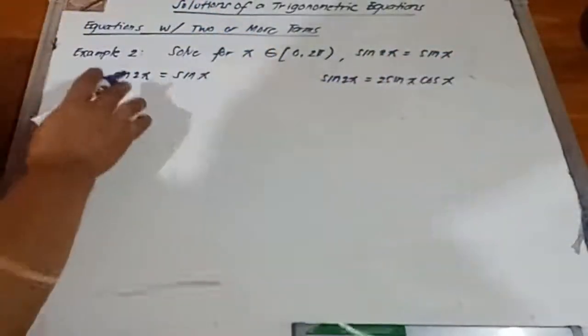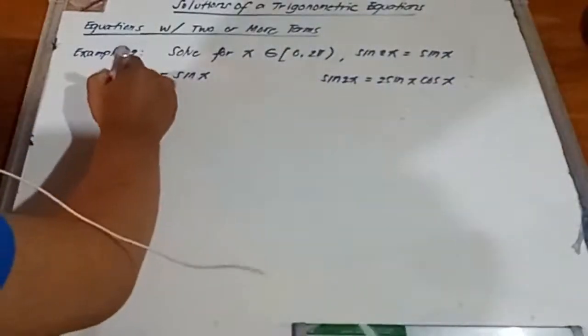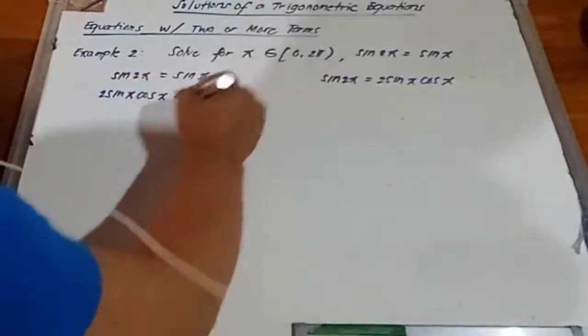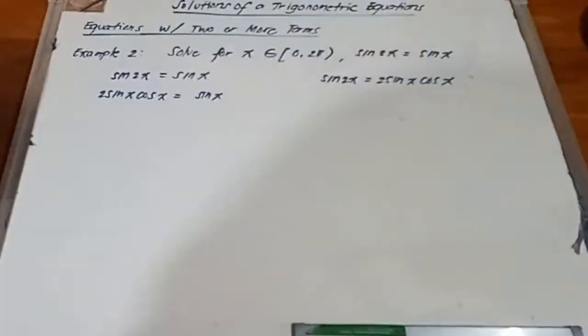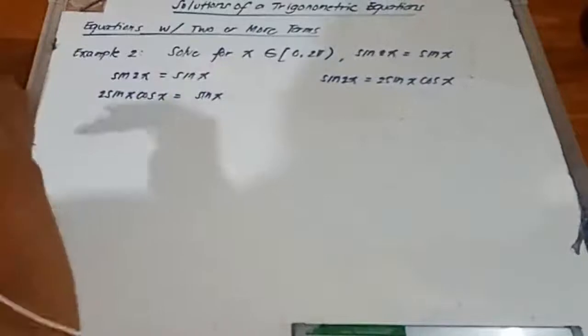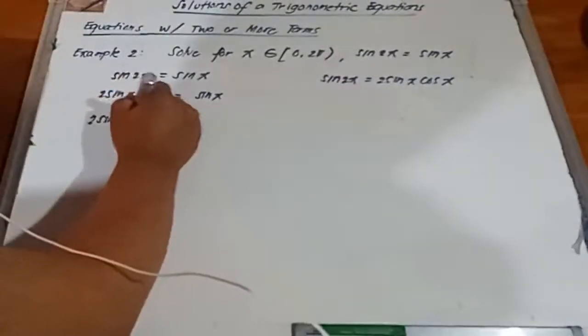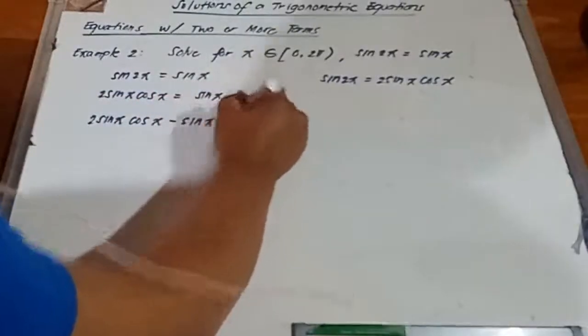Okay, so I'm going to replace sine 2x by this. So 2 sine x cosine x equal to sine x. Again, do not divide both sides by sine x. Okay? Kailangan maging 0 yung right side. How? By transposing sine x to the left side. So 2 sine x cosine x minus sine x equal to 0.